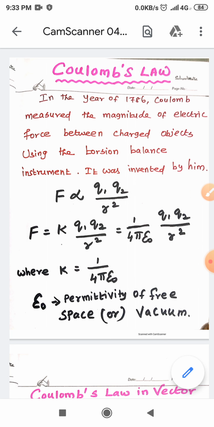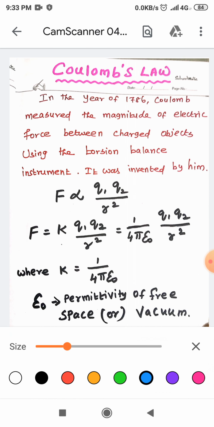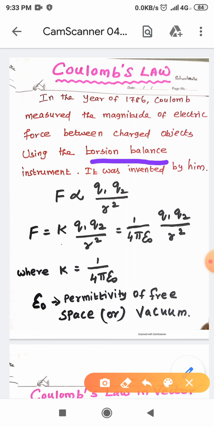In this class, we are going to discuss Coulomb's law. In the year 1786, Coulomb measured the magnitude of electric force between charged objects using the torsion balance instrument. Actually, this instrument was invented by him. After keen observation in vacuum and in medium, he formulated a law. That law is called Coulomb's law in electrostatics.